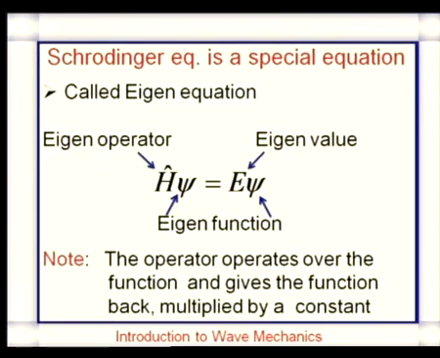What you find is that in this case, the operator H operates over the function, gives the function back multiplied by a constant over there. So this is a very typical kind of equation, what's called an eigenequation. Let's move further and talk about the third postulate.